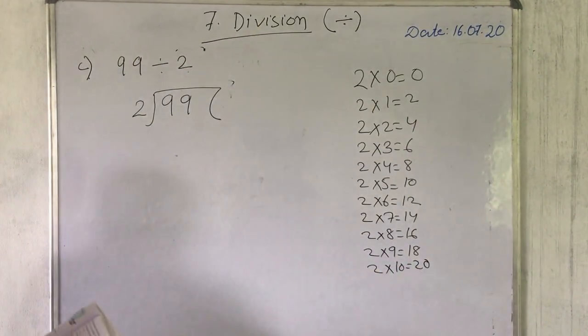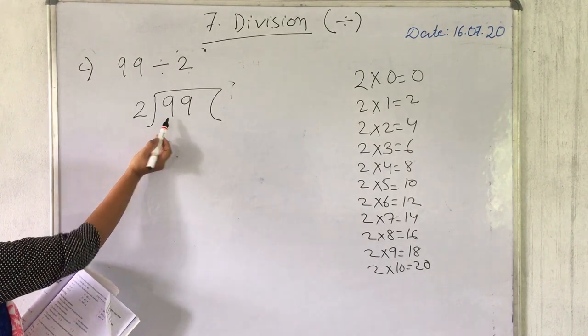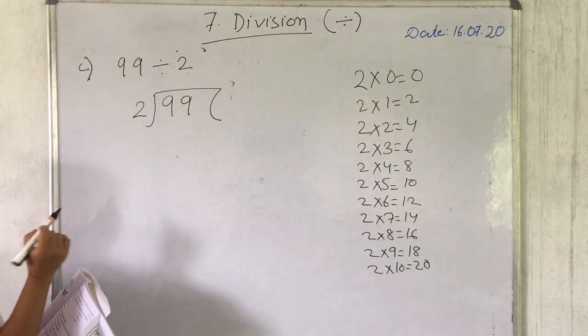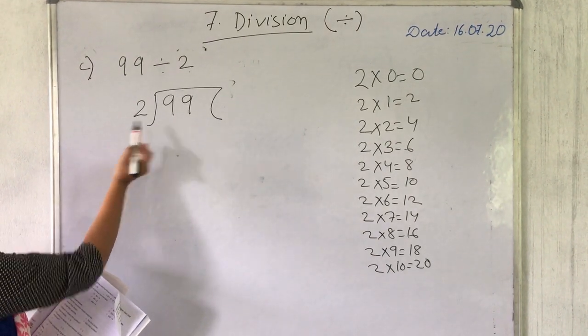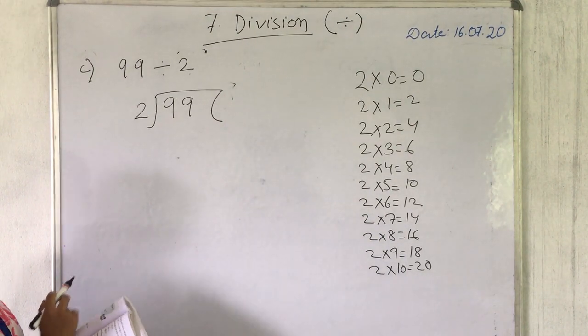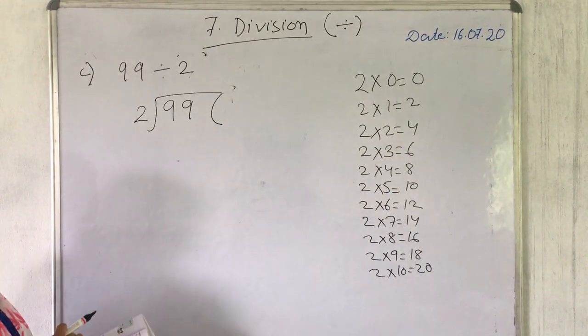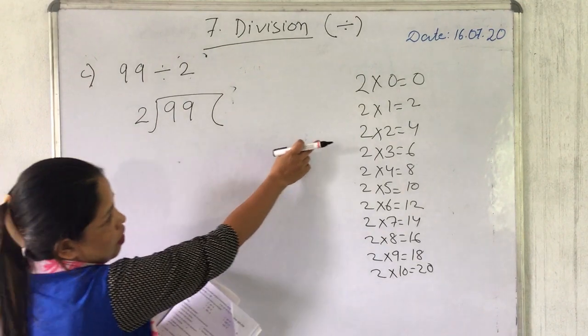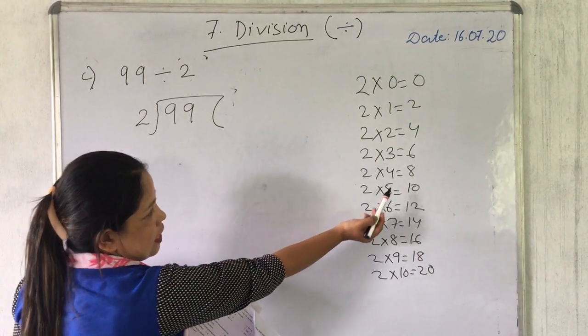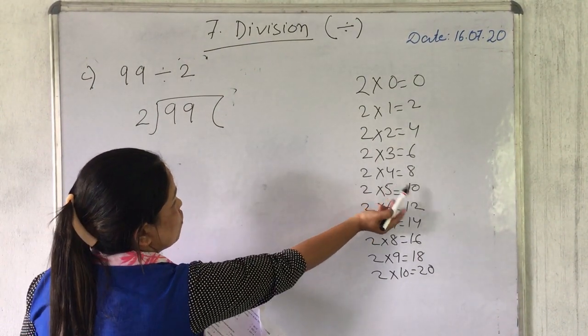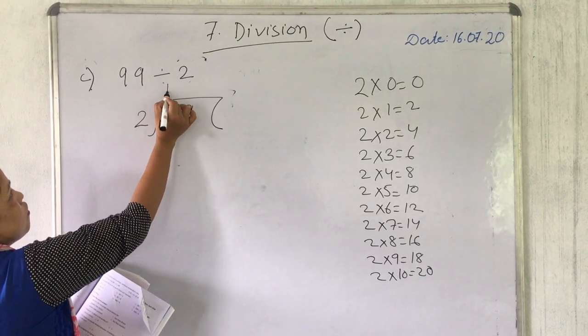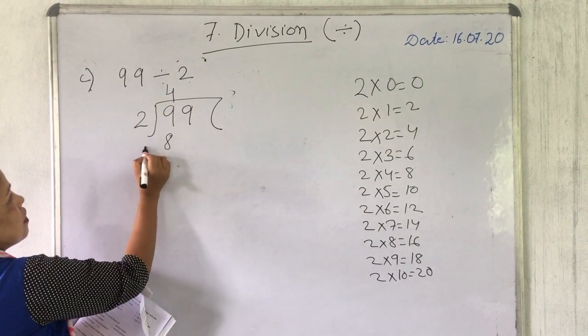Okay children? Now look here. So the first number is 9, isn't it? So in 2 table, does 9 come? No, isn't it? So you have to choose the number which is less than 9. So look here, the number less than 9 is 8, isn't it? So 2 fours are 8. So write here 2 fours are 8.